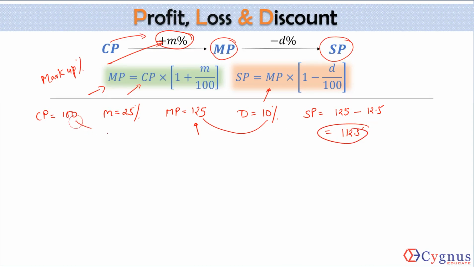Now, what was the cost price? It was 100. And I sold the article at 112.5. That means my profit percent will become 12.5%. So the profit percent here becomes 12.5%. So let's take a case here. Let's say the markup percent is 40%.